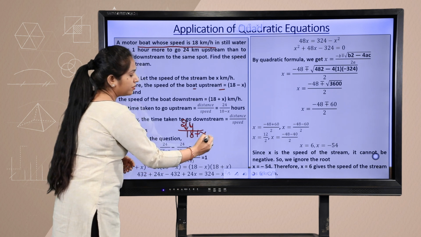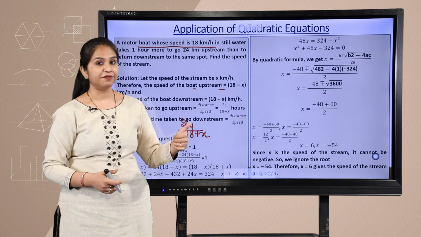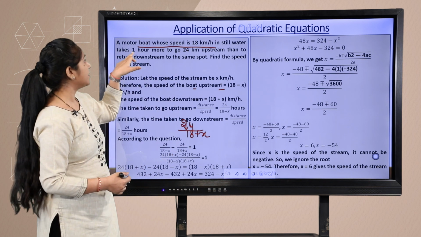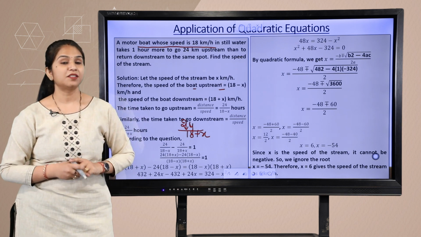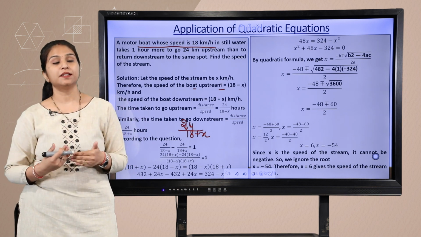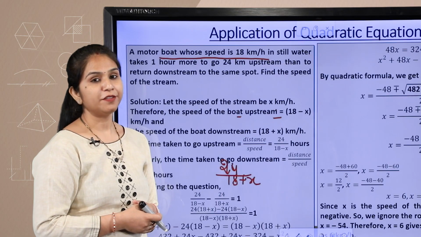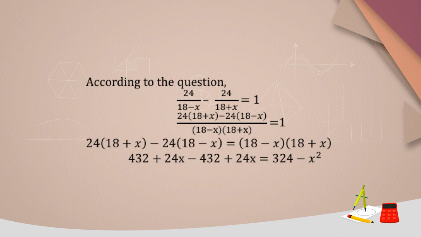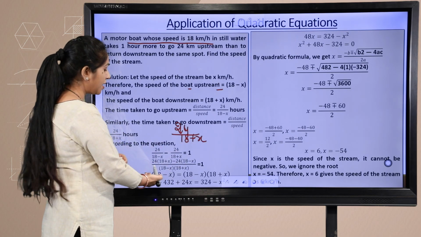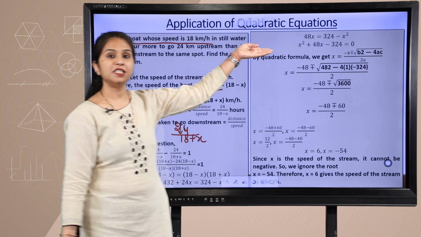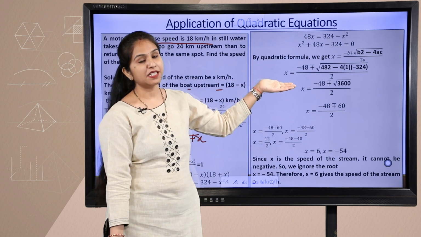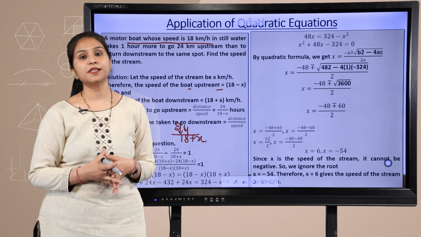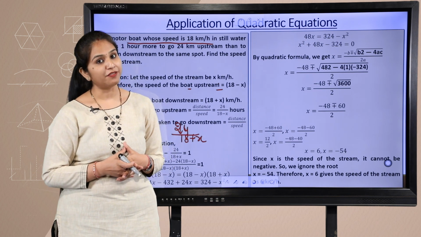Now we have generated time 1 and time 2. What else is given? In case of upstream, it takes 1 hour more, meaning the time for upstream is bigger than the time for downstream. So children, from here you get your equation: time 1 minus time 2 equals 1. Now put the values in the formula and frame your quadratic equation. Your ultimate equation is x square plus 48x minus 324. Find the discriminant, or put the values in the quadratic formula, and find the value of x.